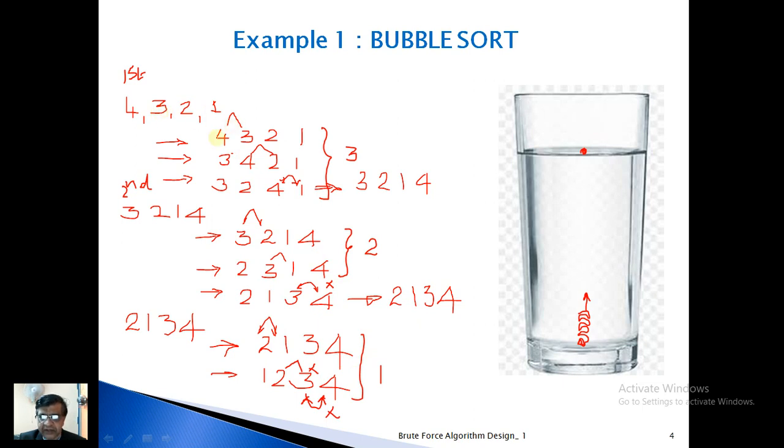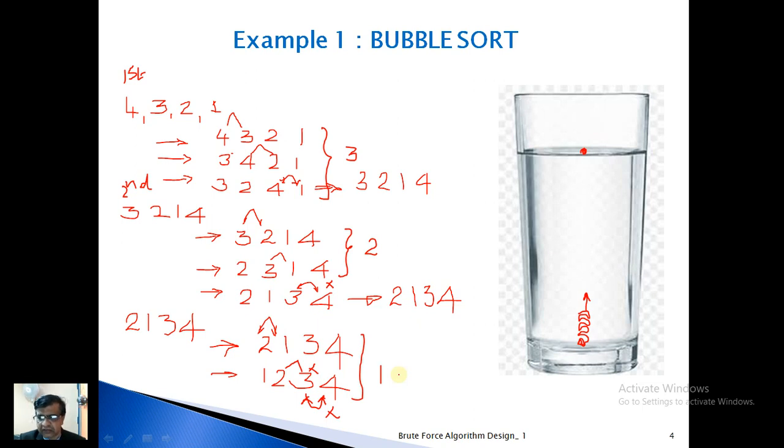So if there are 4 elements, 3 iterations are a must, and 3 passes are a must. But after the first pass, the number of comparisons goes on reducing one by one. In the first iteration it is 3 comparisons, in the second iteration 2 comparisons, and in the third iteration only 1 comparison. Therefore the number of iterations is n minus 1, and the number of comparisons in each pass is n minus 1 minus i, where i ranges from 0 to n minus 1.